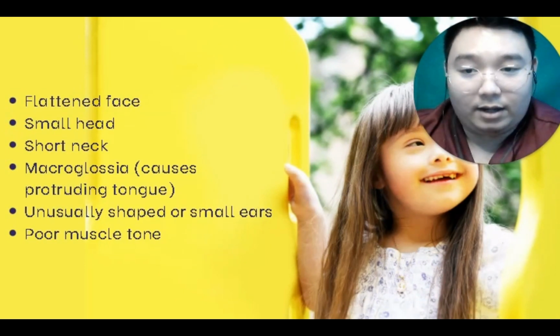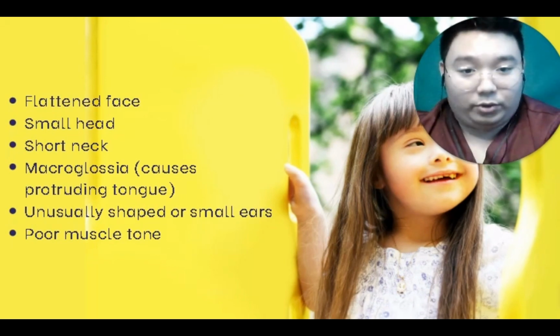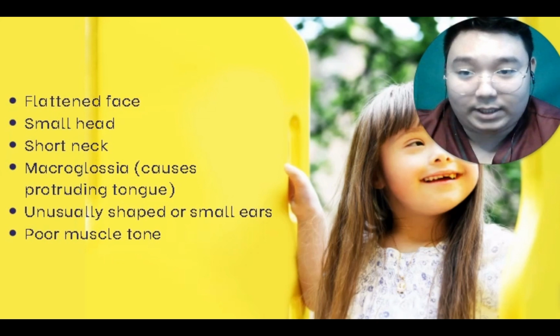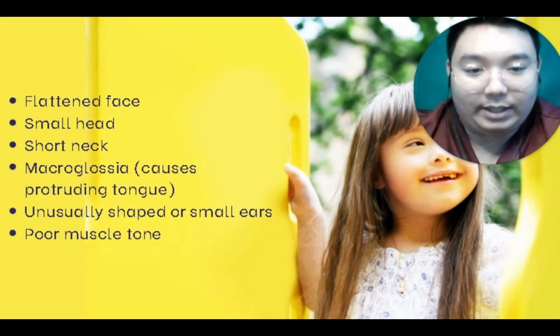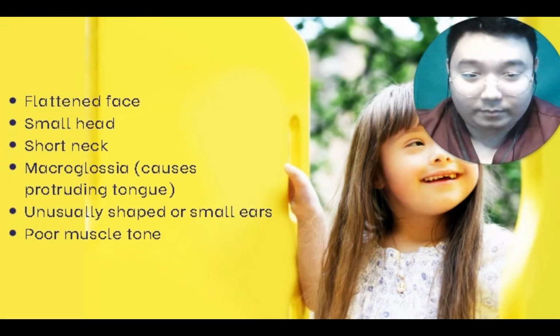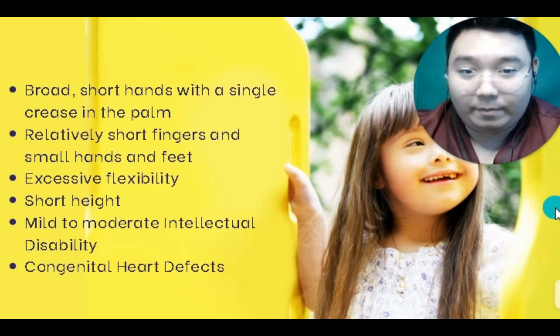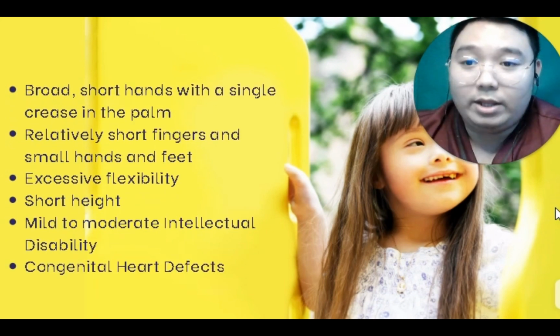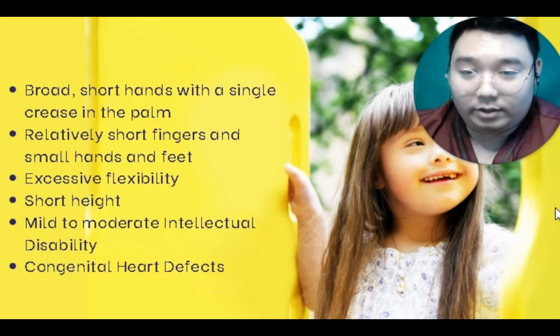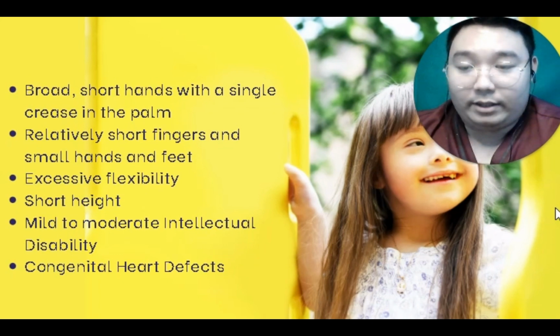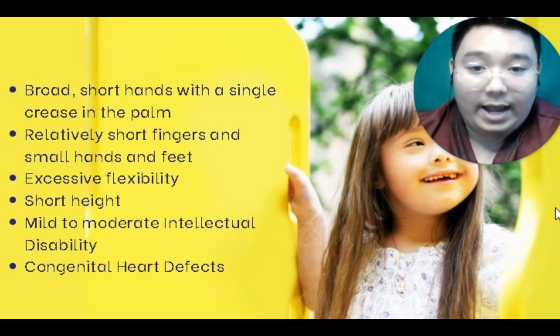Next, this is one of the major characteristics of patients with Down syndrome. Remember this one: they have poor muscle tone. Later I will expound more on poor muscle tone in the other areas. Another sign and symptom in children with Down syndrome is broad, short hands with a single crease in the palm, relatively short fingers, and small hands and feet.